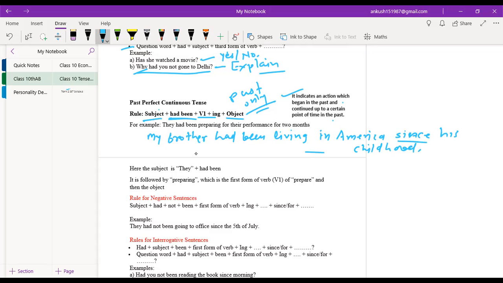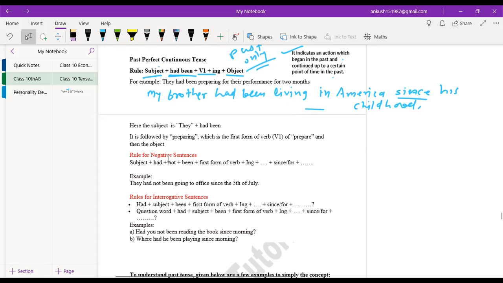Means clear timing is not indicated, but the action was started in the past and was continued up to a certain point of time in the past only. Now what happened to that brother, whether he is living in the present here in India or in America, is not indicated over there. Understood? This is how we have concluded with the past perfect tense.